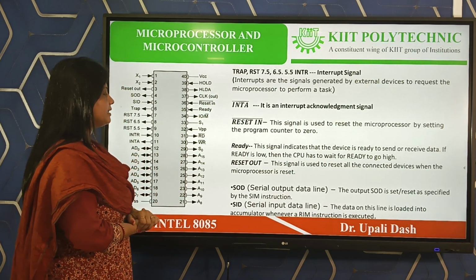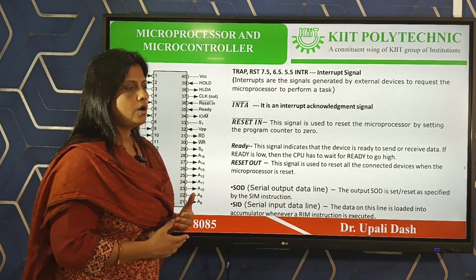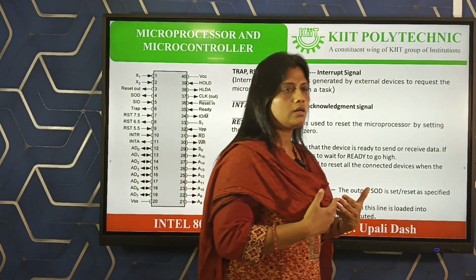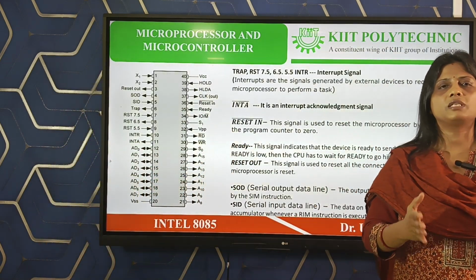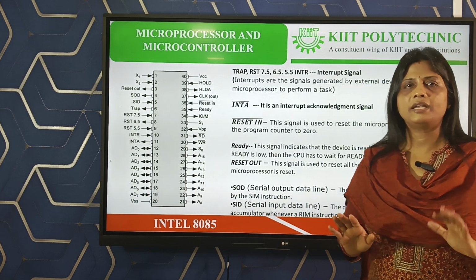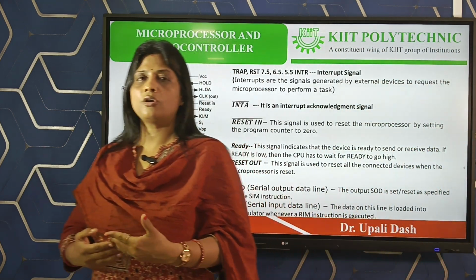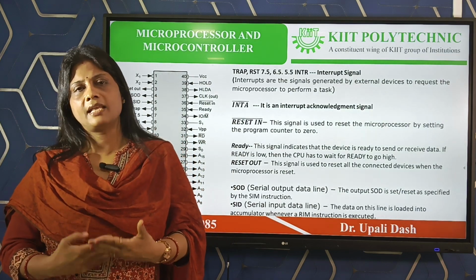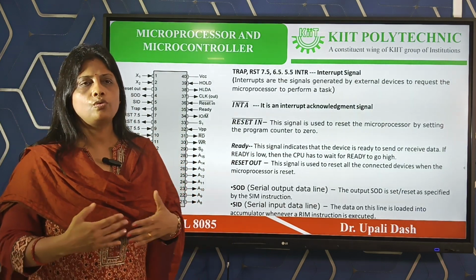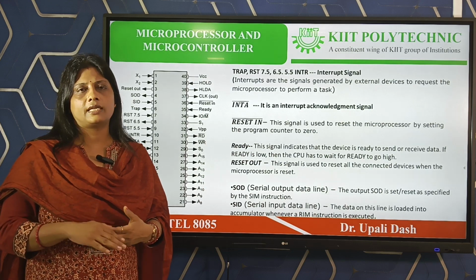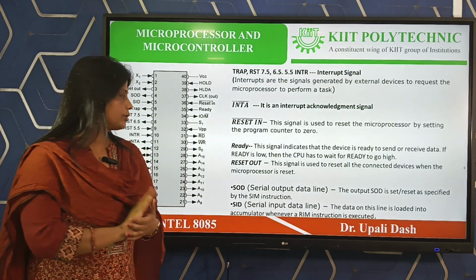RESET IN bar, READY, RESET OUT, these are the signals where we let the user know whether the CPU is reset, or the CPU cannot take any data for processing, or it is ready for data communication or not. These are the pins, and these are active high. Always they are high to let the user know whether the buses can be used or not.